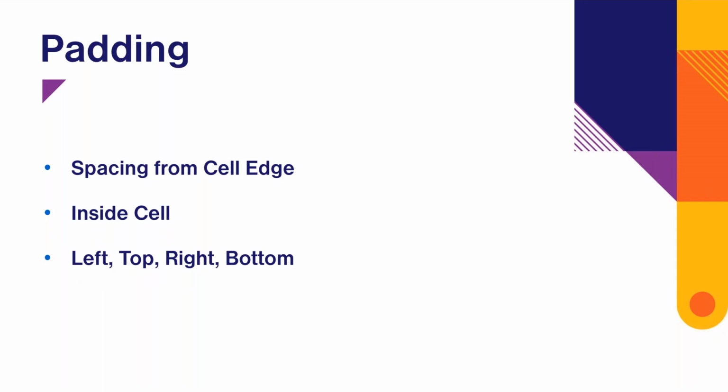Then we have the option to define padding. So this is a spacing from the cell edge inside of the cell itself. So if you don't want to have text right on the left and right border of a cell, you can define padding to make it more inside the cell itself. Again, you can define padding from all four sides.